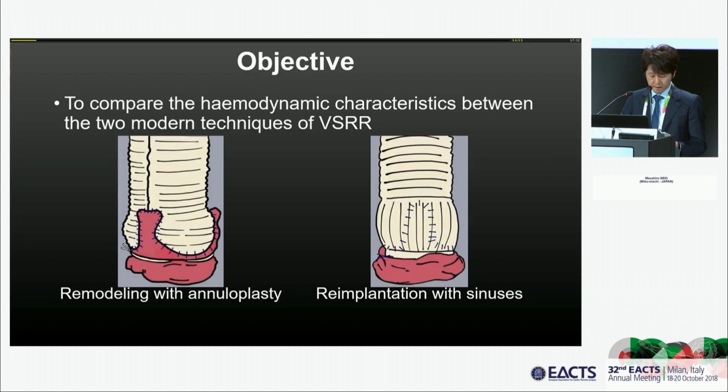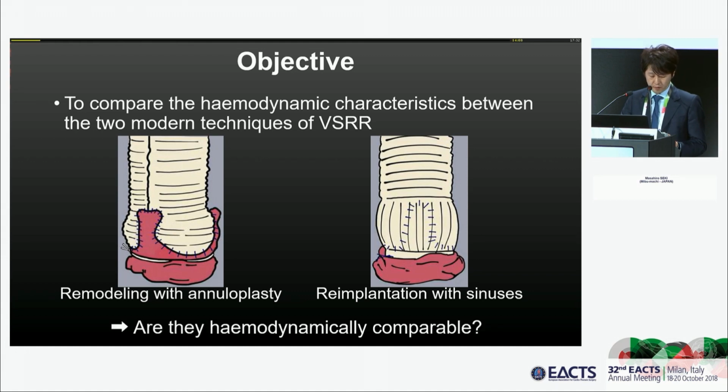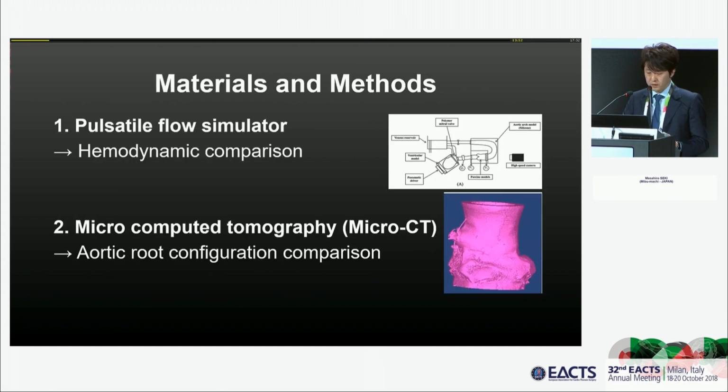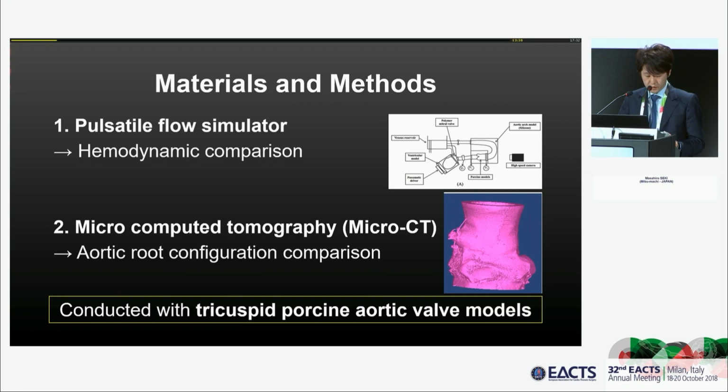So we sought to compare the characteristics of the 2 modern techniques of valve-sparing root replacement, remodeling with annuloplasty and reimplantation with sinuses. We chose the external suture annuloplasty, ESA, for the annuloplasty procedure for its simplicity, reproducibility, and its excellent clinical results. Two studies were conducted. First, a pulsatile flow simulator study was conducted to compare the hemodynamics. Second, a microcomputed tomography study was conducted to compare the root configuration. Both studies were conducted using tricuspid porcine aortic valve models.